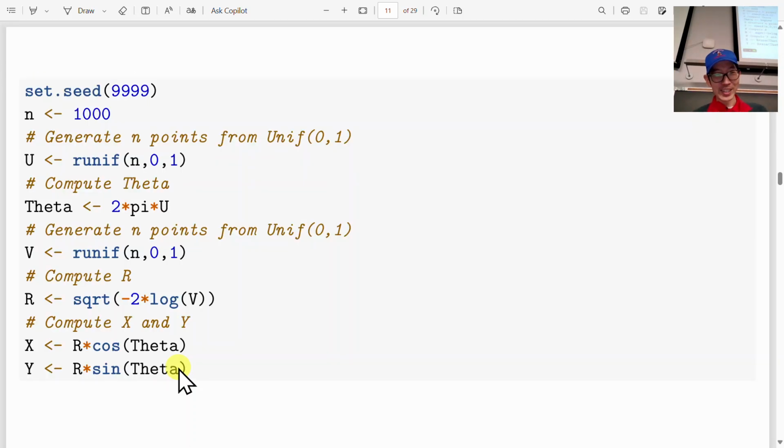This is a lot, so let me demonstrate. Here I'm going to generate 1,000 values from the uniform, and we will make thetas by doing 2 pi times these uniform values. I'm going to generate 1,000 random uniform values v, do negative 2 log of v and take the square root, and that will generate my r's. Then I'll do r cosine theta and r sine theta, and that will generate x and y. So we'll get 1,000 x's and 1,000 y's.